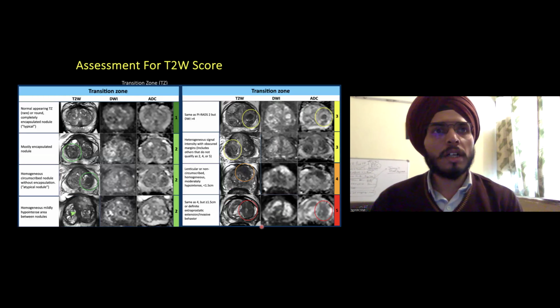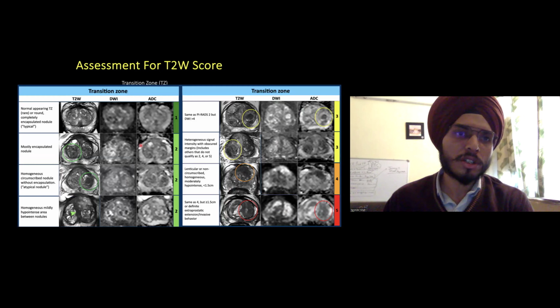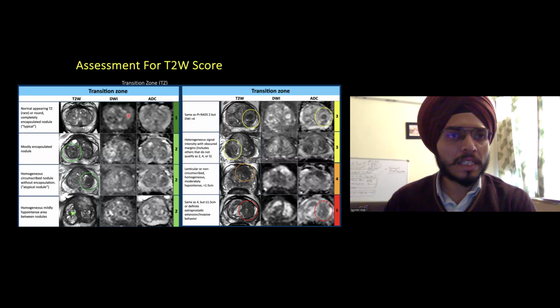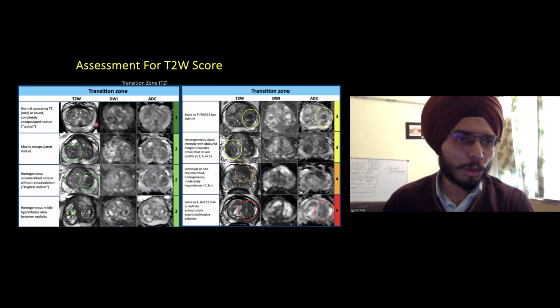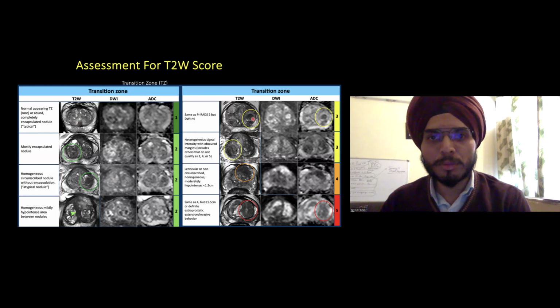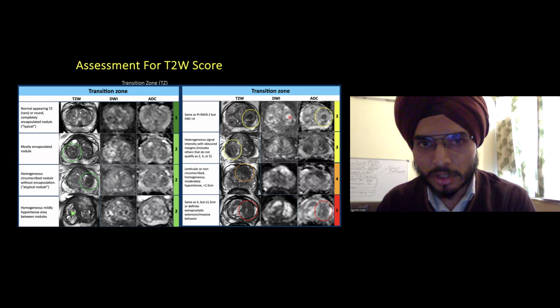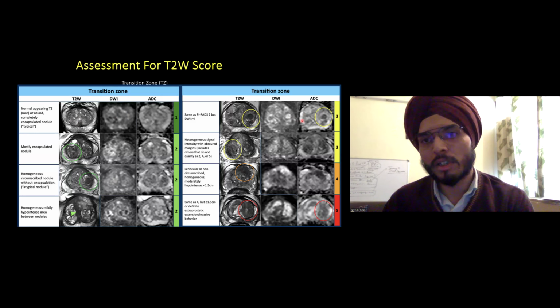When we have to give a T2WI score in the transition zone, it is assessed on the T2 weighted images, where we have to evaluate these nodules. In the first image, it is a normal appearance of the transition zone with no suspicious nodules. In the second image, we are seeing nodules, but they have very smooth margins. In the third image also, we have very smooth margins. But on the right side, in the first image, the nodule has an ill-defined margin and also shows subtle diffusion restriction. So this is a suspicious, equivocal finding.